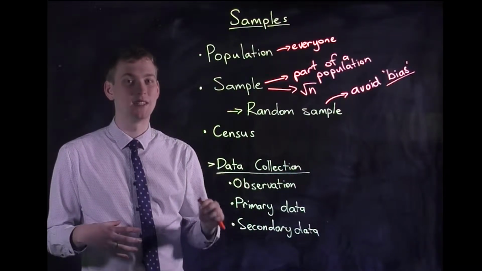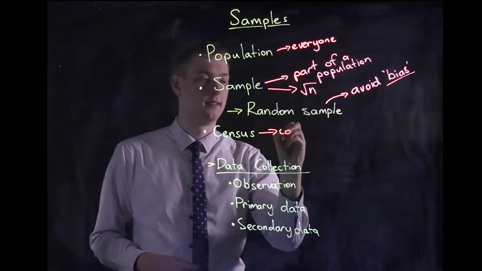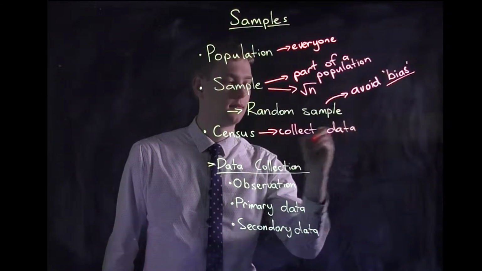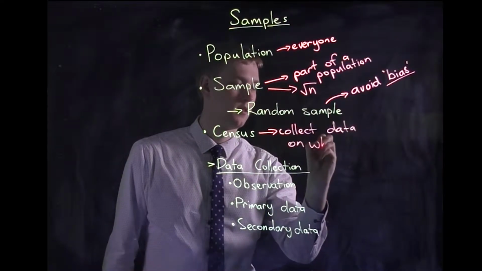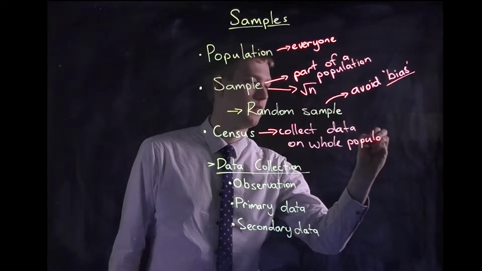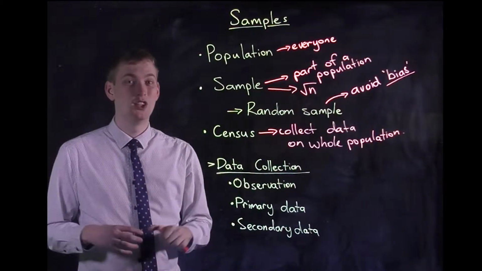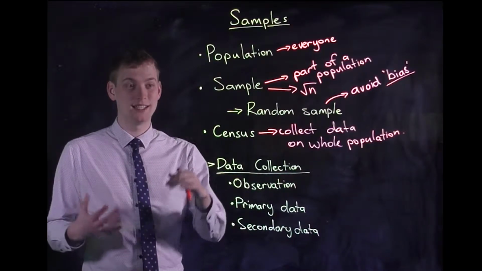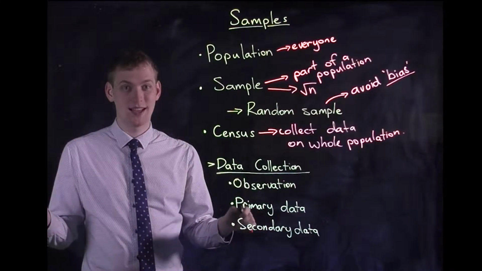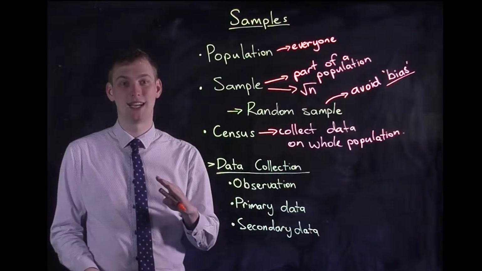Finally, we have a census. A census is when we collect data on the whole population. In Australia, it's very easy to use the word census because we have a census where everyone in Australia over a certain age has to fill it out and give a whole ton of data.